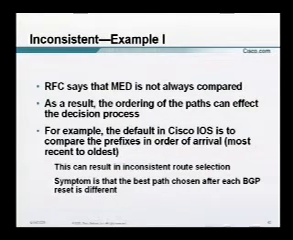For example, the RFC says that the MED is not always compared. And as a result, the ordering of the paths can affect the decision process. For example, the default in IOS is to compare the prefixes in order of arrival. Well, the RFC didn't say anything else, so, well, what do you do? So we just compare them in the order of arrival, the most recent to the oldest. And of course, this will result in inconsistent path selection.